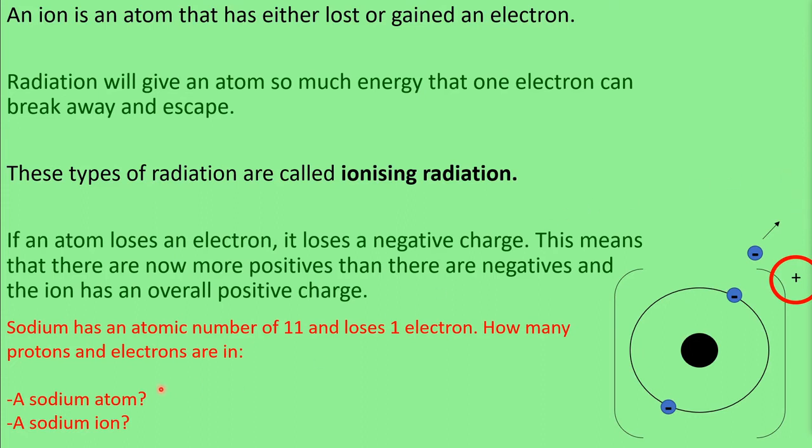Okay, hopefully you should have got that in a sodium atom, there are going to be 11 protons because that's its atomic number. And because it's an atom, it means it has no charge or it's neutrally charged, so it must also have 11 electrons. So a sodium atom is going to have 11 protons and 11 electrons. However, in an ion, it's still sodium, so it's still going to have 11 protons. However, now it's going to have 10 electrons. So it's going to have 1 more proton than electrons.